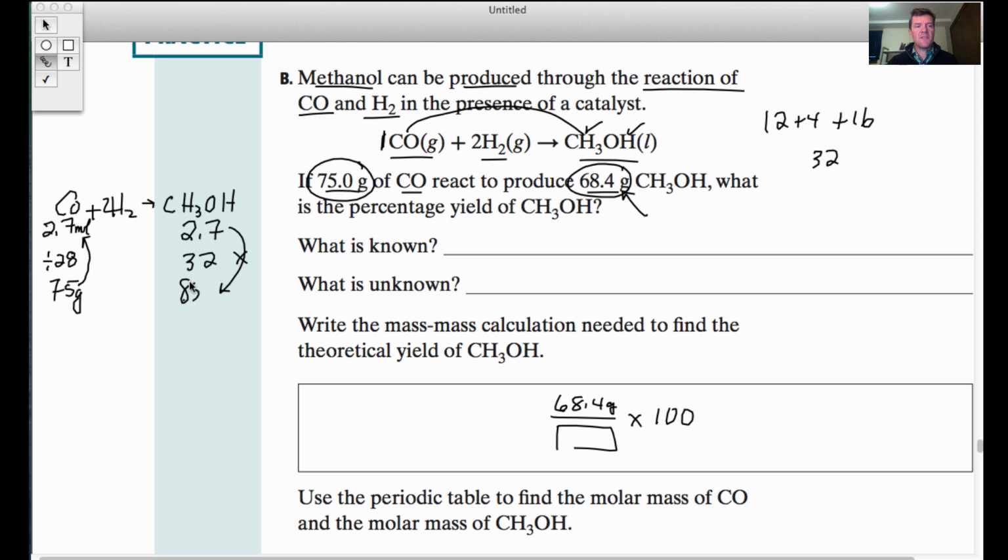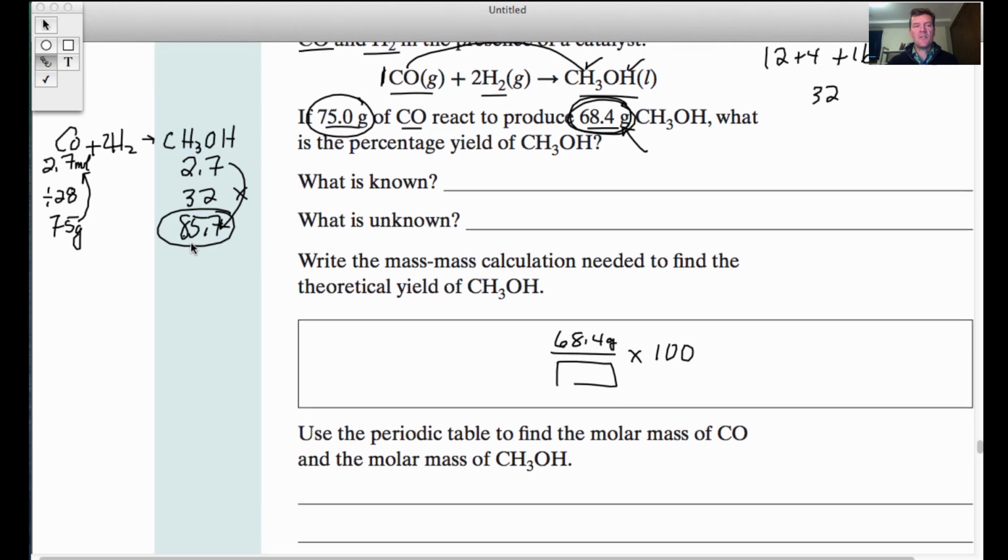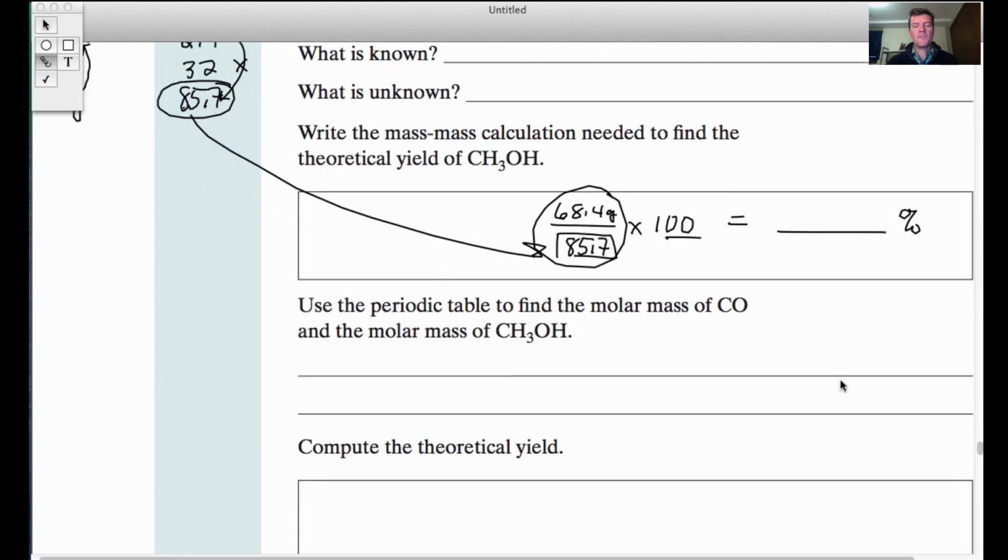That's 85.7. 85.7 is what I thought I was going to get. I only got 68.4. So now this number goes in here, 85.7. Divide those, multiply by 100, and you've got your percent yield.